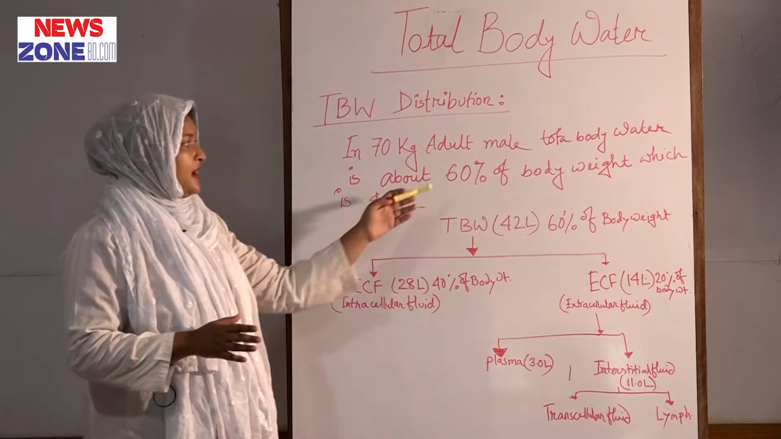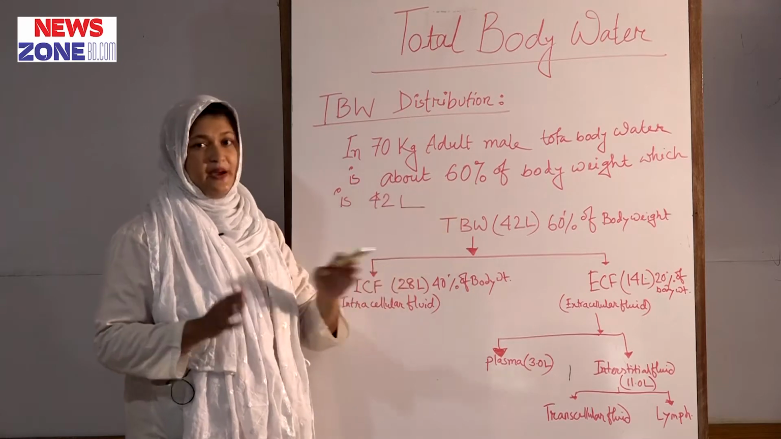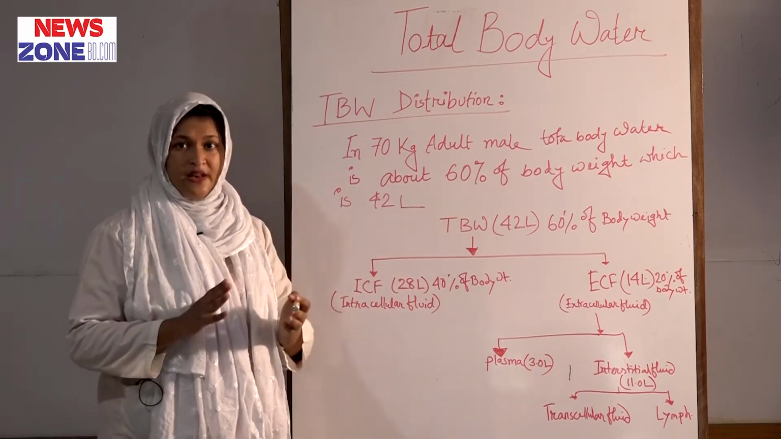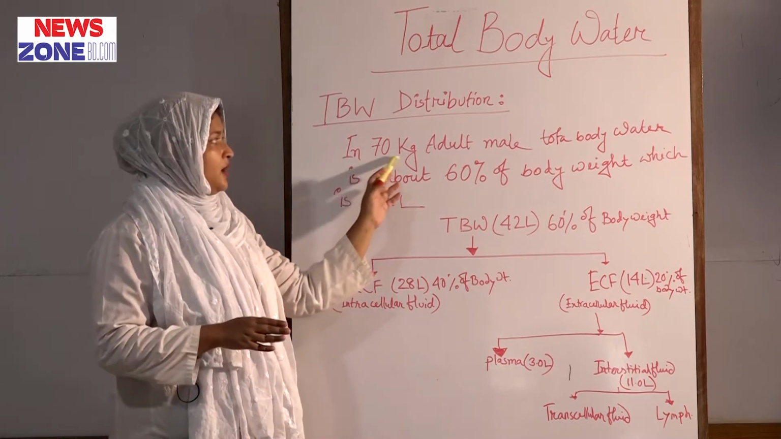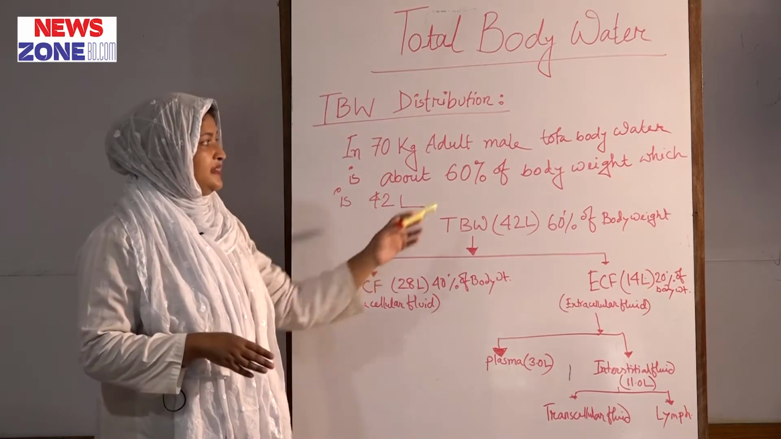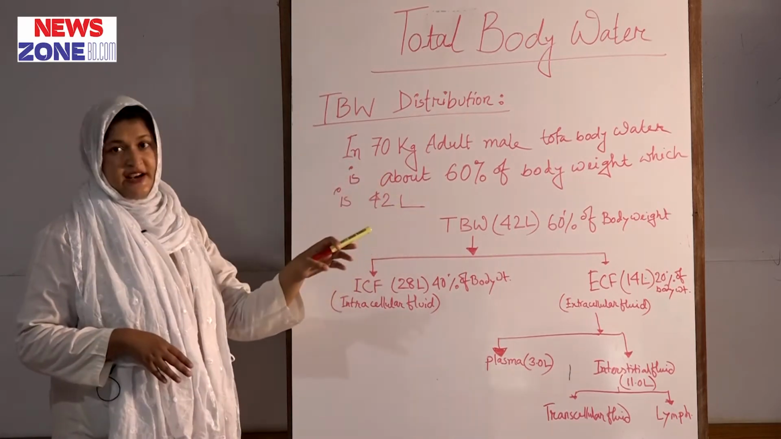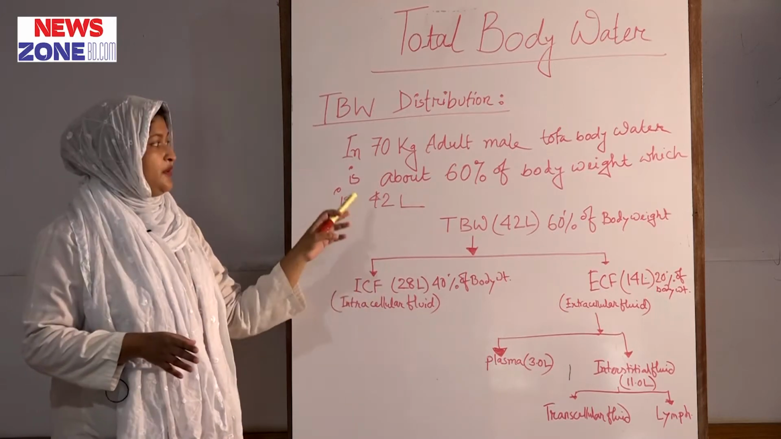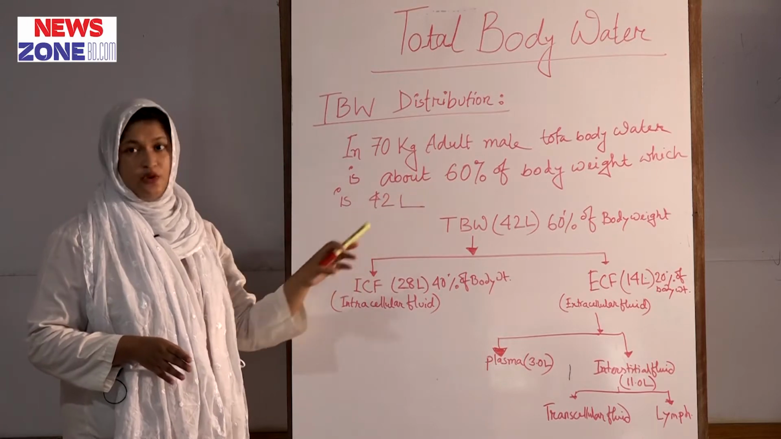If we think about the 60%, it means 60 divided by 100, which we will multiply with the body weight of an adult male. Then we will get the liter result, which is 42 liter. So in case of a 70 kg adult male, which is ideal, we will find out the total body water distribution is 60%, which is 42 liter.